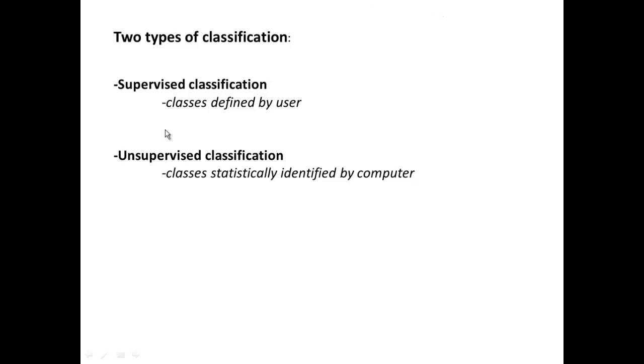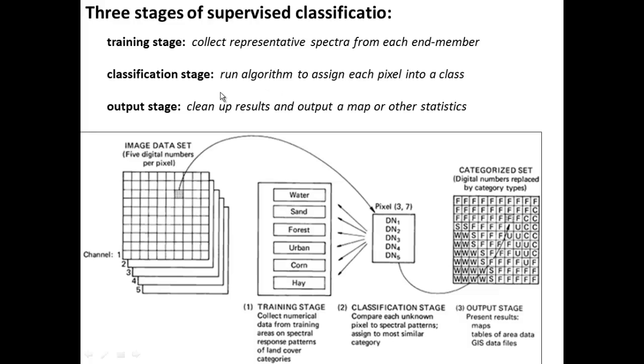There are two types of classification. Supervised classification is one in which the classes are defined by the user, so you tell ENVI what you want to classify. The second type is unsupervised classification, in which you start an algorithm running, and that algorithm statistically identifies what the statistically significant classes are in your image. For the first few videos, we're going to be talking just about supervised classification, because that's the best place to learn.